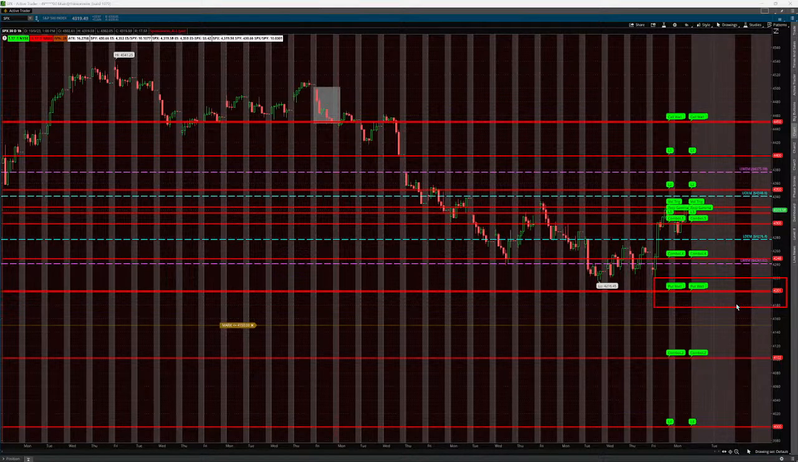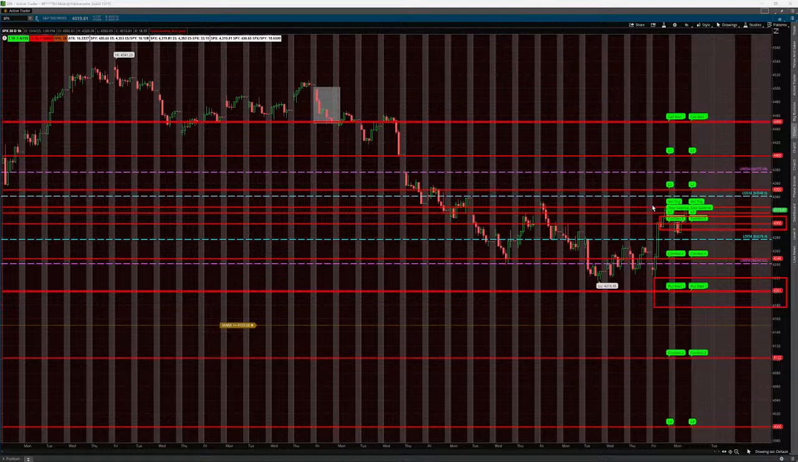And the next level up is 4,300. Right there, that's the strike with the largest absolute positive and negative gamma. That's the absolute gamma strike. So the most amount of gamma is concentrated at that level, gamma weighted open interest.